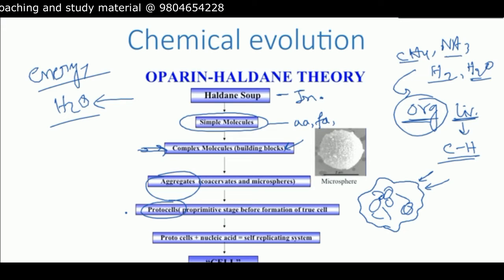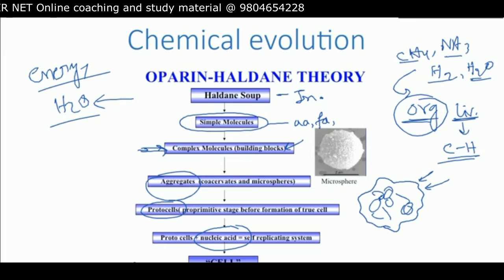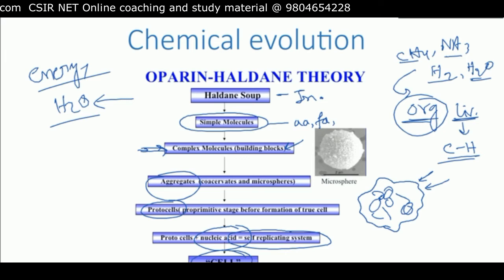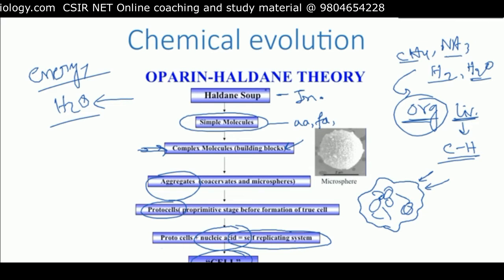Once a protocell is formed, it starts forming what is known as nucleic acid. Once the nucleic acid is built up and added to this cell, because nucleic acid will become the genetic material, the protocell is converted into a self-replicating system. Only then can we call it a cell. But the cell produced is primitive, because it's not the actual mature cell. It's a very early type of cell.